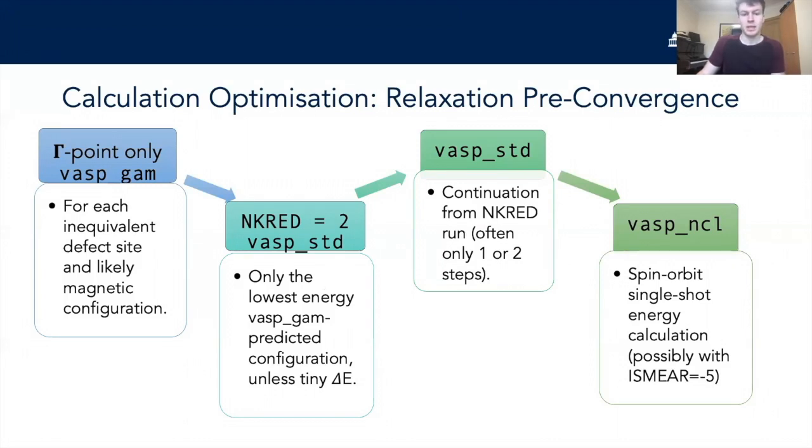From this calculation we then perform the final part of the relaxation with our full k-point grid and no undersampling, which often only needs a couple of steps because this step turns out to be quite accurate usually. And then finally, we calculate the energy of our fully relaxed defect, for which you will need to use the VASP NCL binary if you are including spin-orbit coupling effects, so if there are heavy atoms present in your system.